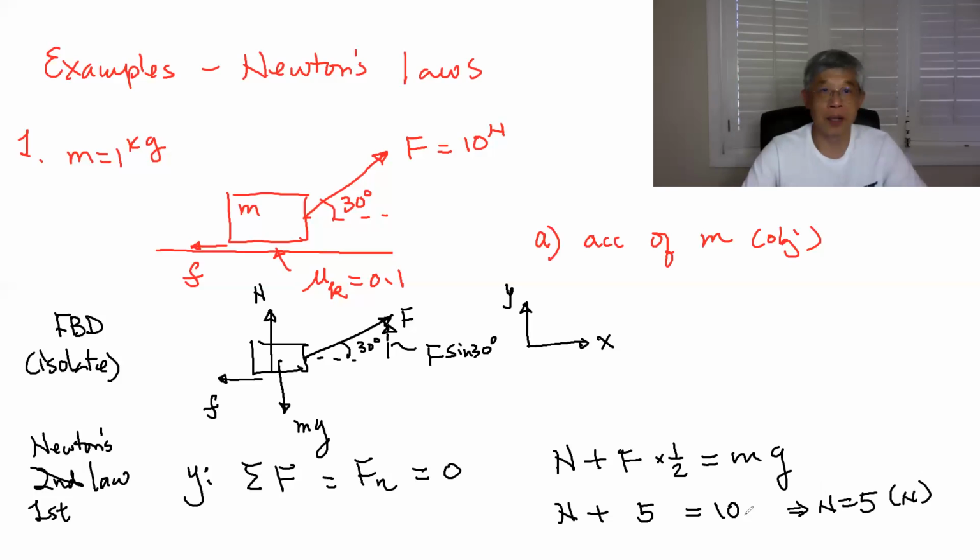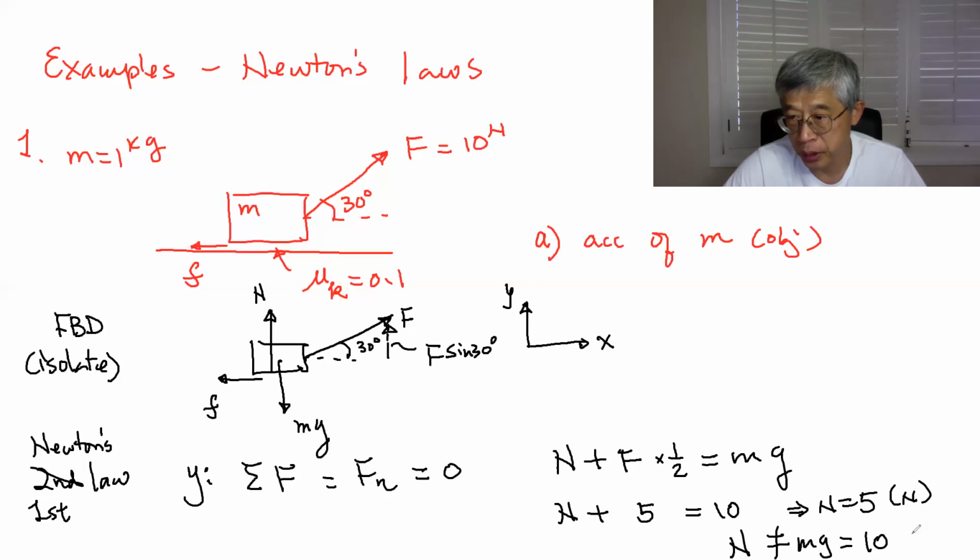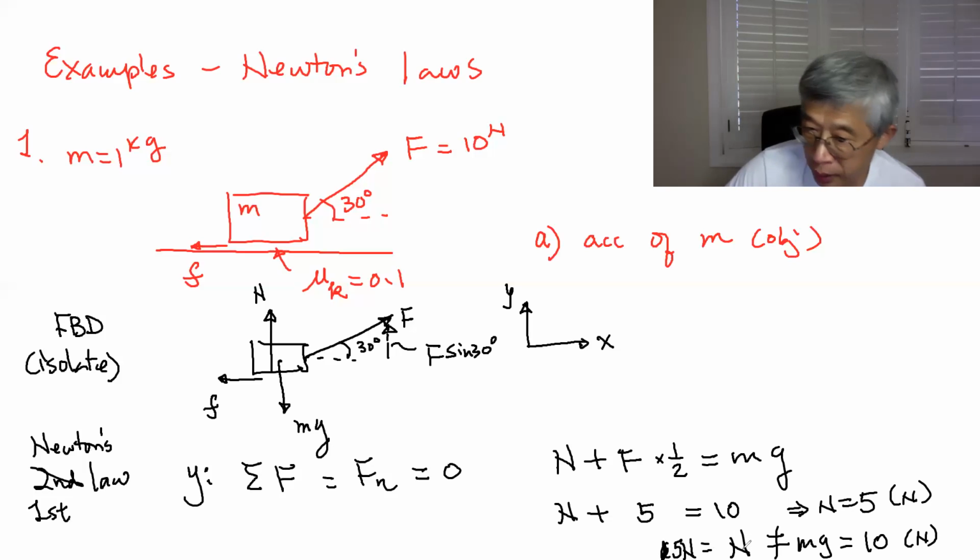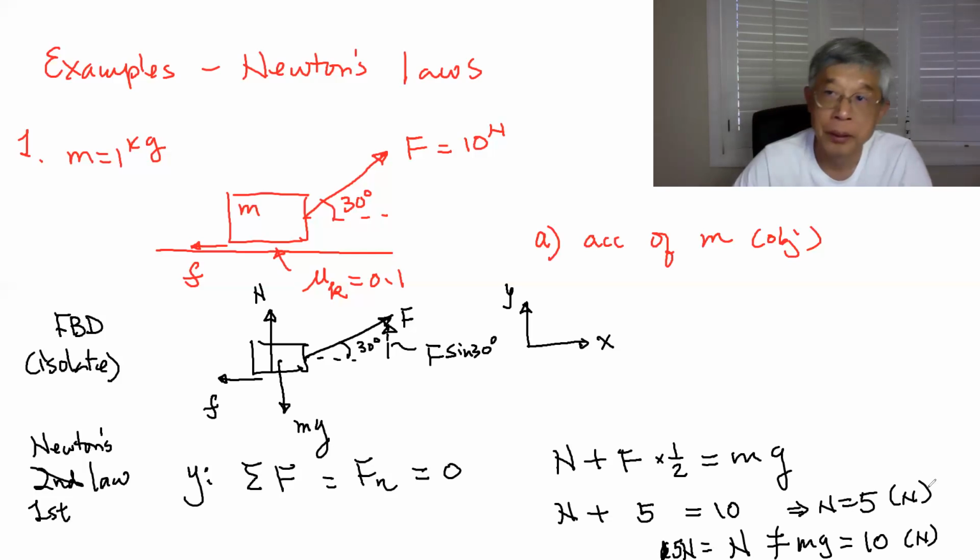And be careful, look at that. The normal force is not equal to mg. So N is not equal to mg. mg in this case is equal to 10 Newton, and the normal force is equal to 5 Newton. So there are two kinds of N. This N is for normal force, this N is for Newton. So they're not the same. N and mg may not be the same.